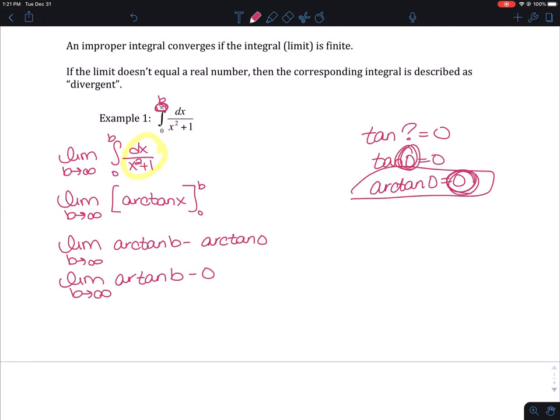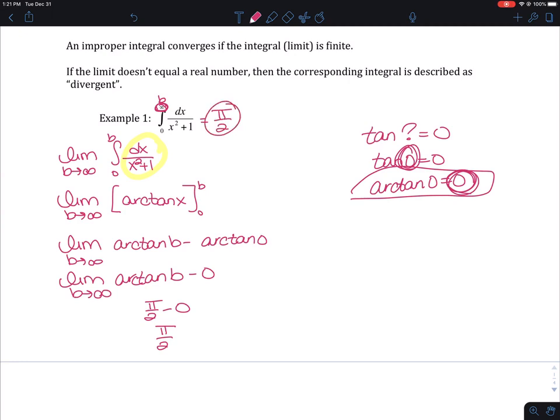Now, in order to evaluate this limit, you have to know what arctangent looks like. Arctangent is basically tangent turned sideways, and so you have horizontal asymptotes at positive and negative pi over 2. As b gets larger and larger, with more positive values, the arctangent of b is going to be pi over 2. And then you minus 0. So overall, you get pi over 2, which means that this original integral is equal to pi over 2.